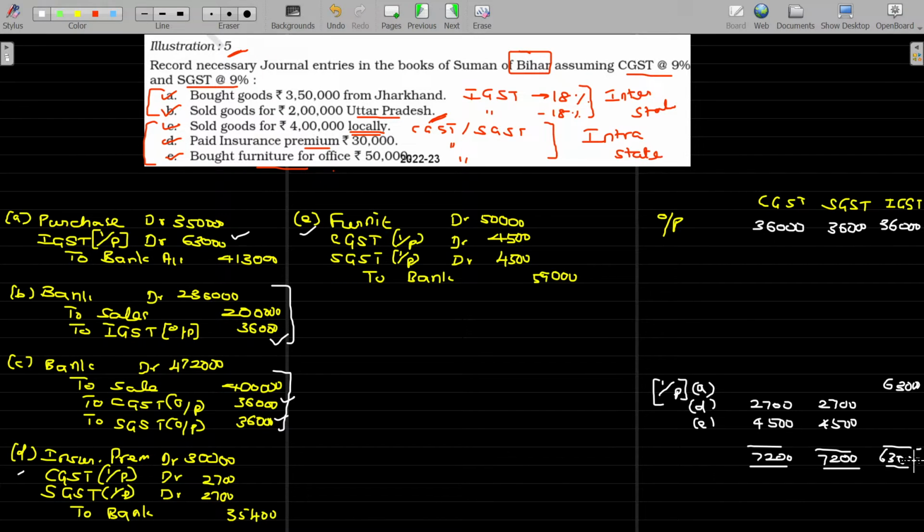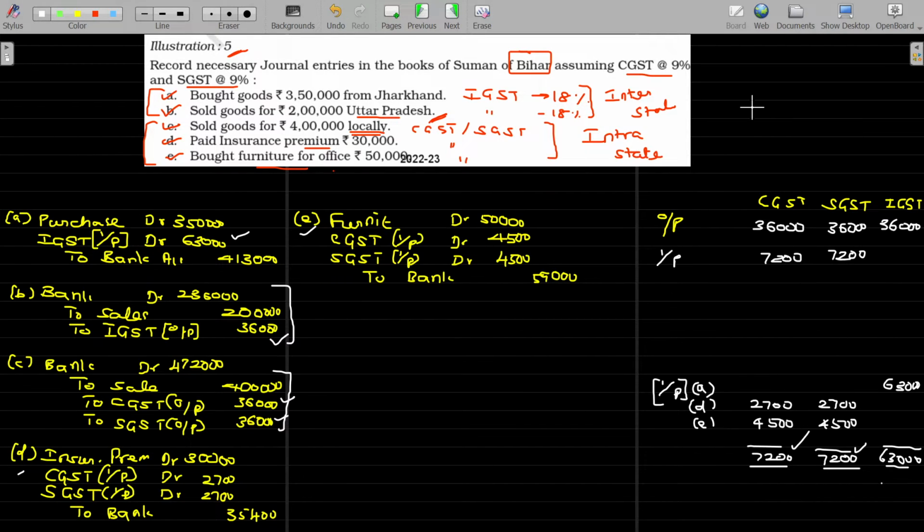The priority of adjustment is the matter here. First of all, while setting off the input tax credit for the output tax, the same tax will be first set off. CGST output tax will be set off using the CGST input tax. If there is any balance and excess, it can be adjusted later. I will get back to that later. So first of all, the same tax. I have 7,200 that can be used for adjusting CGST. I have 7,200 for SGST. SGST input tax 7,200 can be used for adjusting the SGST output tax.